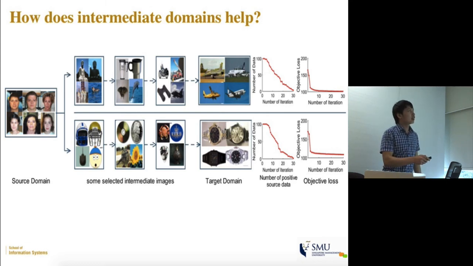And they also report the number of source images over time. You can see that as the model learns, the number of source instances decreases, which means that the knowledge is now transferred via these intermediate domain instances. They no longer rely on the source images.